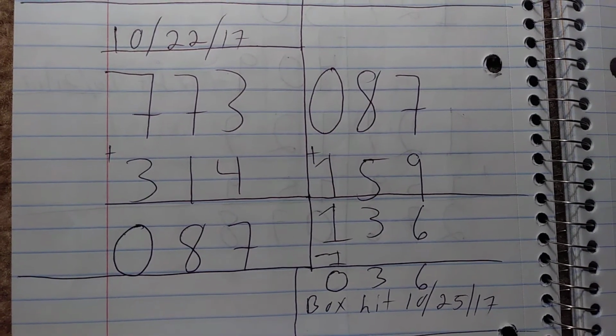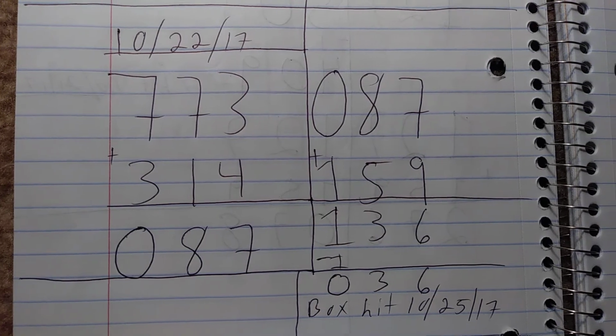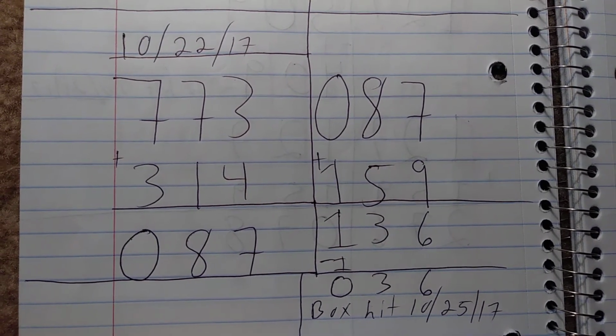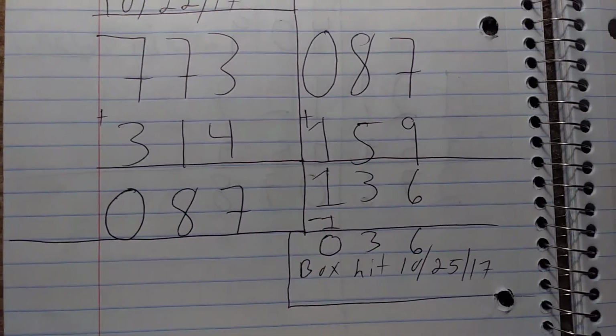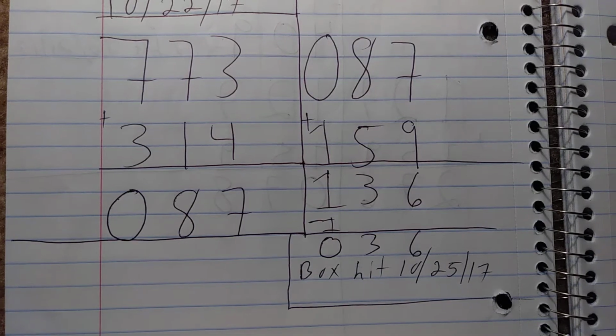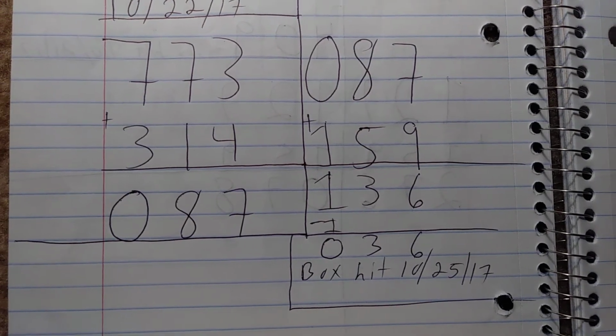7 plus 9 is 16. Keep the 6. 8 plus 5 is 13. Keep the 3. And then 0 plus 1 is 1, so 136. And then you're going to subtract off 1 from that 1, so that's going to be 036, and that hit on October 25th.